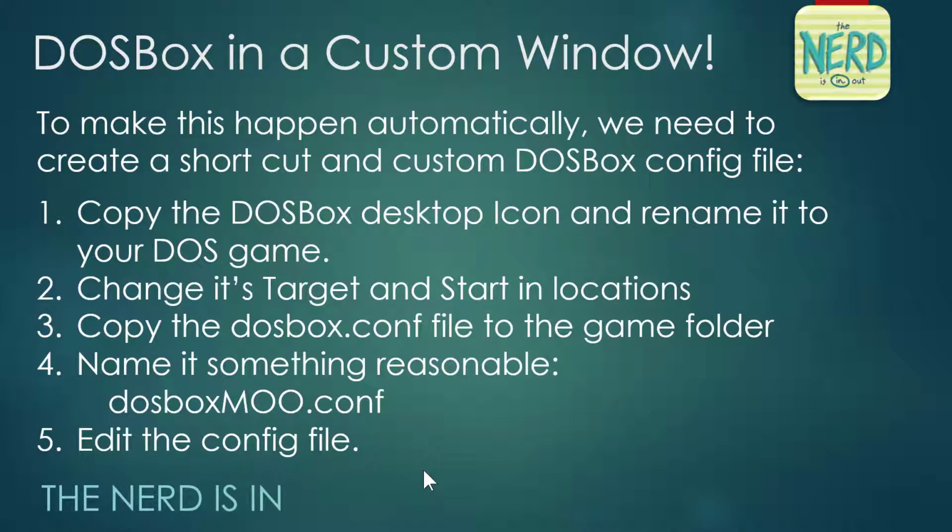So to run my DOS game in a custom window, set the window size I want so I'm not running full screen, I got to do two things. I've got to create a shortcut to the game, and I'm going to do that by making a copy of the DOSBox shortcut. And then I'm going to customize its target and start locations, its start-in locations. Then I have to put a copy of the DOSBox configuration file somewhere where I can point the shortcut at it, so it will use that configuration. And then I'm going to have to edit that configuration file, whatever I call it. So let's jump in and look at those steps.